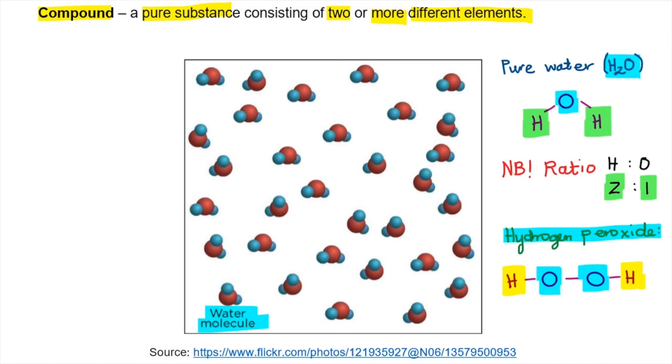So as soon as we mix up the ratios of compounds, we are no longer dealing with the same substance. The ratio in which the elements bond is very, very important and will dictate which compound we have in our container or which compound we're going to be using to perform our chemical reactions.